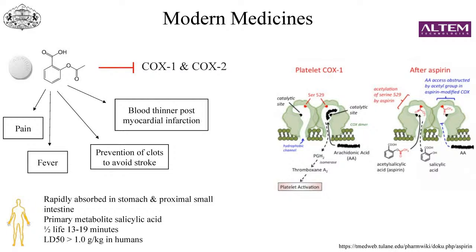Apart from that, we also know that this chemical is rapidly absorbed in the stomach and in the small intestine. We know that its metabolite is salicylic acid. We know that the half life is 13 to 19 minutes. We know that the lethal dose is 1 gram per kg. So we know everything possible about this pure molecule that will be dosed.